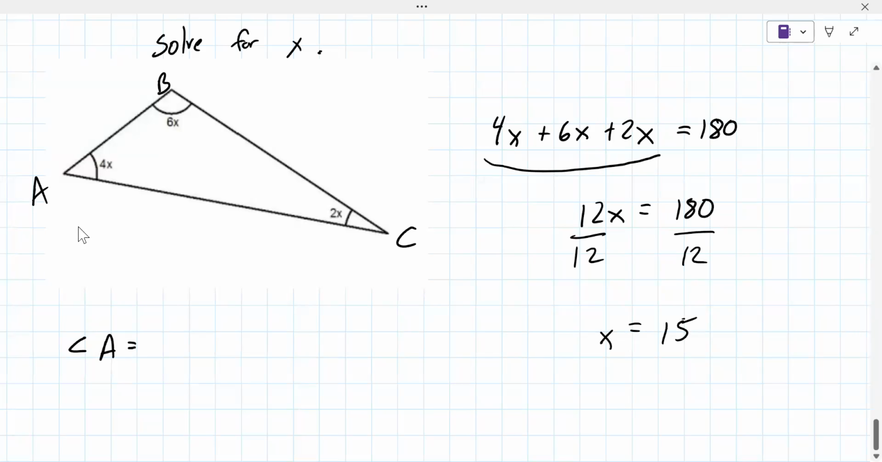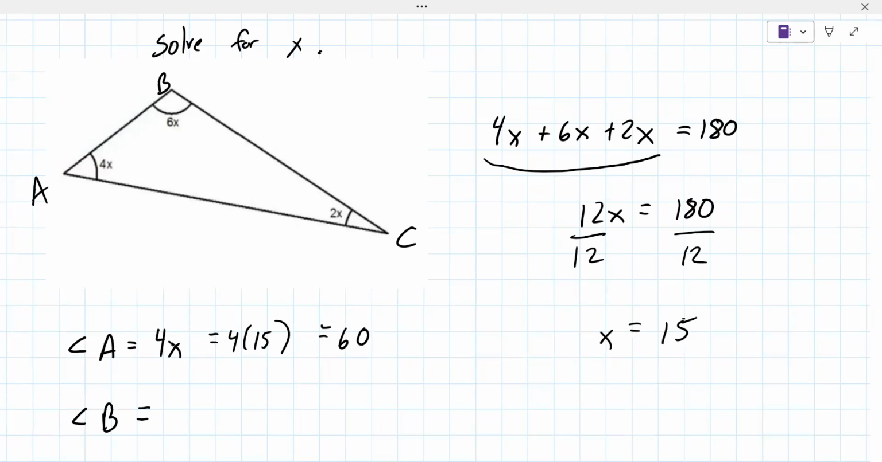I'm confused. Angle A is 4x. Do you know the value of x? So would you times every side by 15? You would take the expression, which is 4x, and put 15 in for x. So 4 times 15 equals 60.